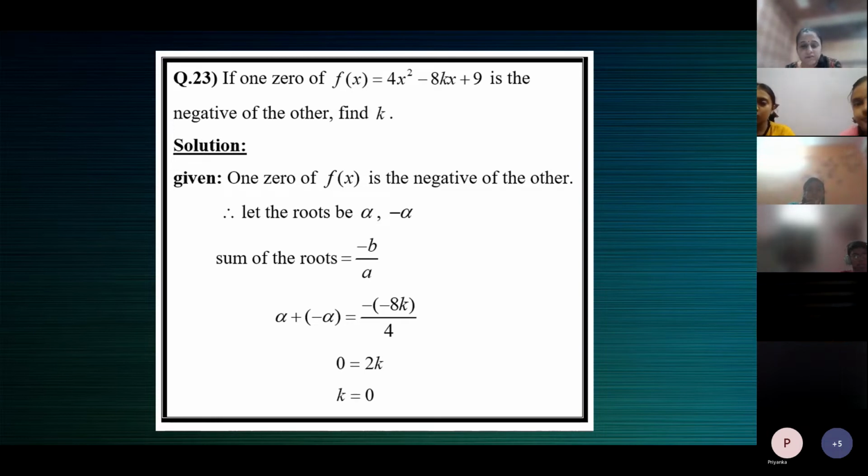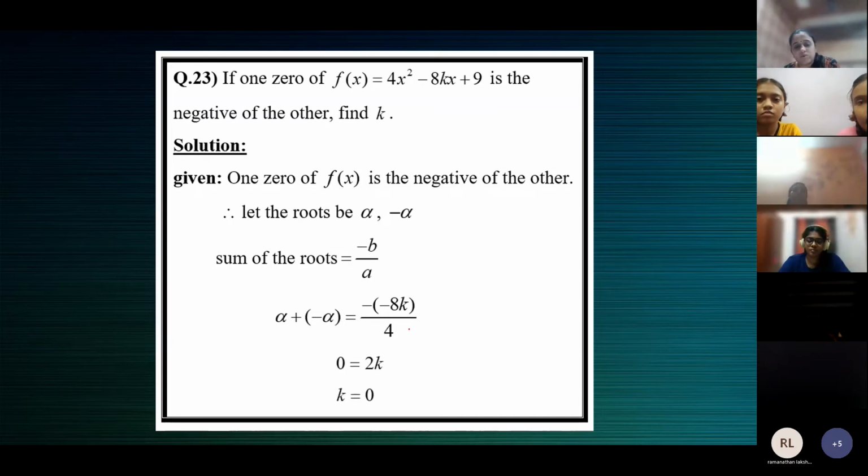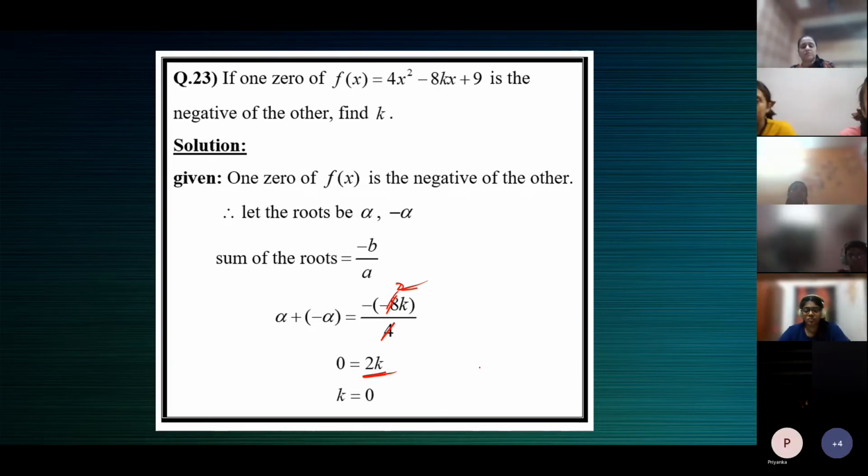So here I've simplified here itself. 4 ones are 4, 4 twos are 8, like this. And I got 2k. Minus into minus is plus. So I get 2k is equal to 0. k is equal to 0 by 2, which is 0. Is it understood, children? Yes, ma'am.